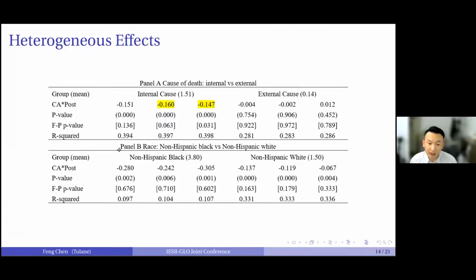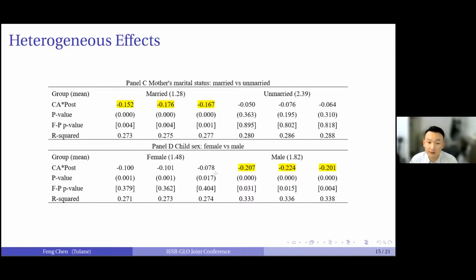Panel B is the subgroup analysis based on the mother's race. Generally, we see significant negative effects for some groups, but they are only significant using the conventional p-value rather than the Ferman-Pinto p-value. So this is to be seen as suggestive evidence. But the effect size is consistent with the literature that disadvantaged families benefit more from this program.